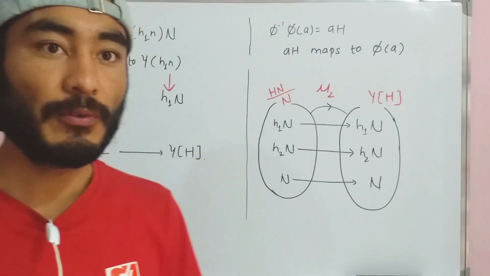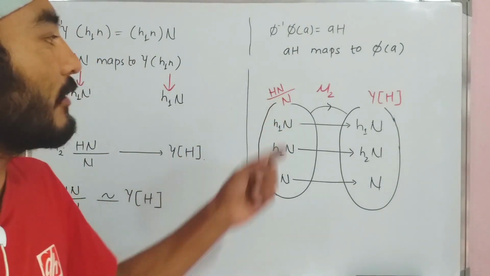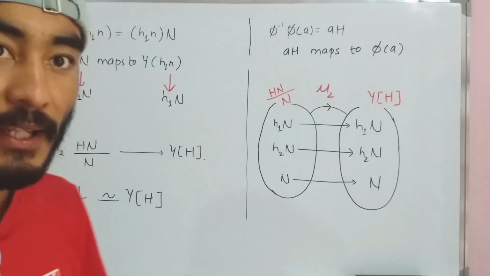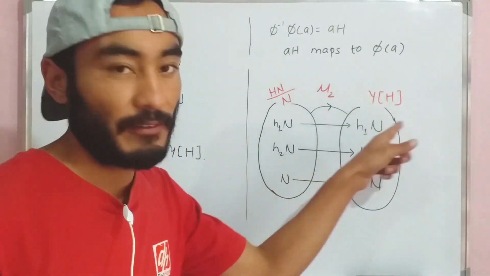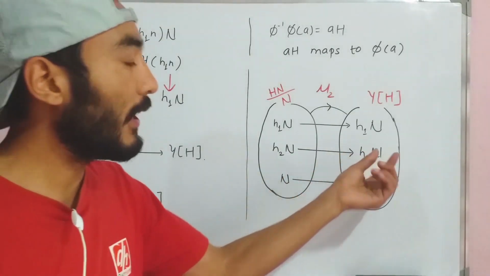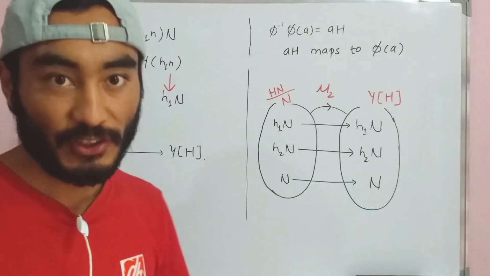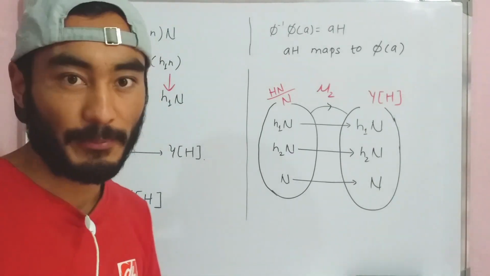So the function mu2 is the function from the group HN by N to the group gamma H, such that it maps h1nN of the domain to h1N of the range itself, and h2nN to h2N, and the set N to N itself. And we can see the isomorphism here.